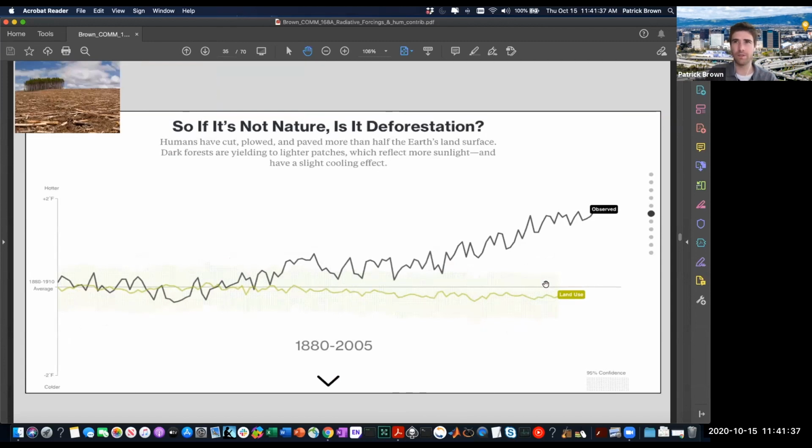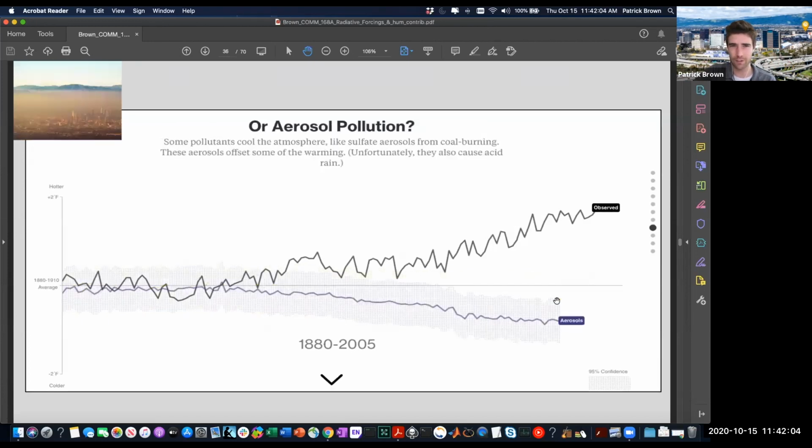And then we can start bringing in human changes. So this is the change in land use. This is a cooling effect, exclusively from the albedo effect. Cutting down trees increases albedo, and so that's a cooling effect. That's what would have happened if only that was causing temperature change. Here's our aerosol pollution, our cooling effect from aerosol pollution. So more radiation reflected back to space should have caused cooling over this time period if that was the only thing going on.